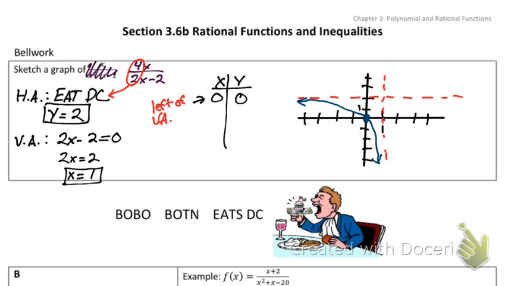All right. Now, I'm pretty sure it's going to be up here, but I'm going to test while I guess at it. Let's actually plug in one of those points. Let's plug in 2 to just double check.